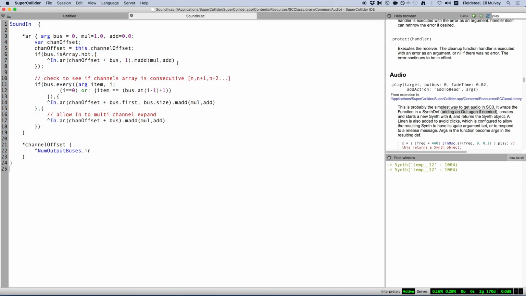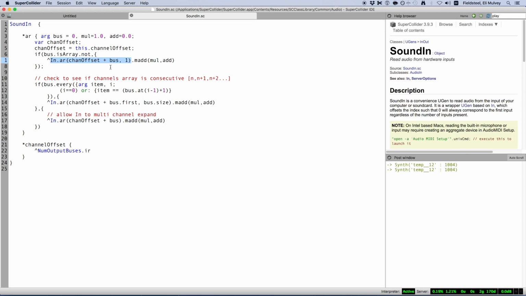SoundIn has a class method called channelOffset, which is simply the number of hardware output buses currently allocated. And when you call SoundIn.ar, SuperCollider secretly creates an instance of In.ar and offsets the bus number that you provide by adding the number of hardware output buses. So if you have 2 output buses with indices 0 and 1, SoundIn at 0 actually begins counting at index 2. Or if you have 8 hardware output buses, SoundIn at 0 begins counting at index 8, and so forth.